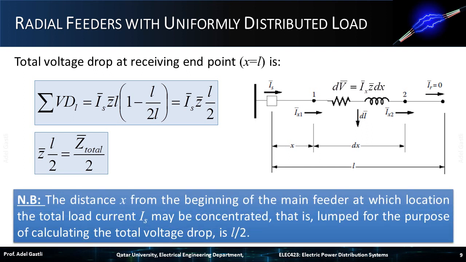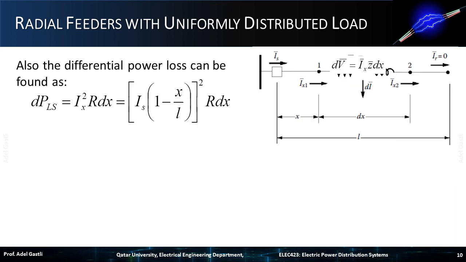It is worth noting that, the distance x from the beginning of the main feeder, at which location the total load current Is may be concentrated or lumped for the purpose of calculating the total voltage drop, is L over 2. Similarly, the differential power loss dPLS can be found using this equation.